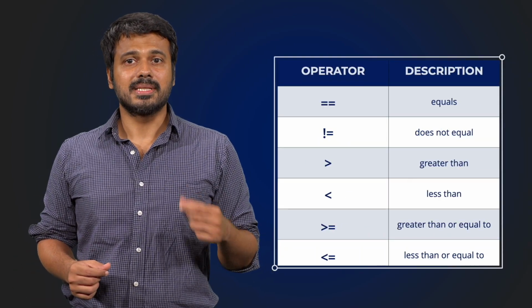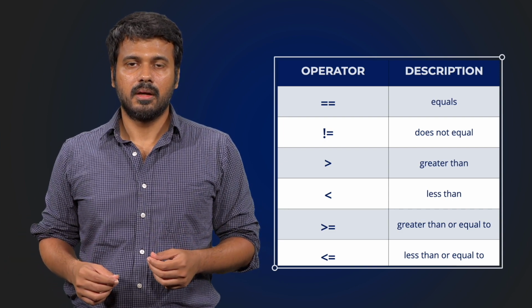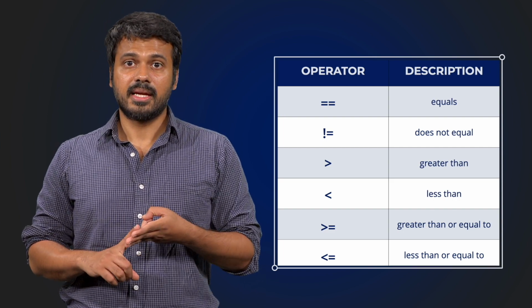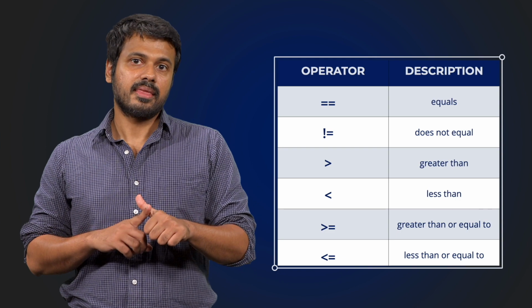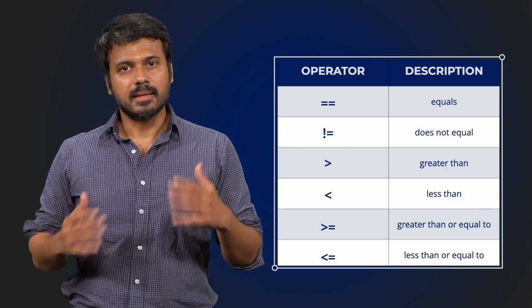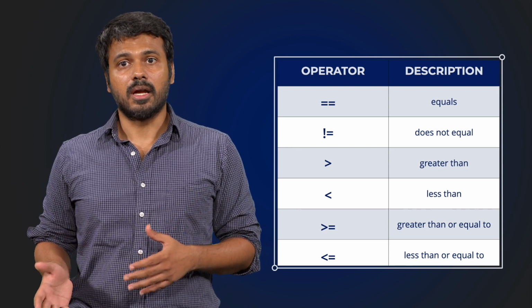The greater than and not equal to operators are examples of what are known as relational operators. You can use relational operators to compare things in R. This table shows the 6 relational operators in R along with their descriptions. We have equals to, does not equal to, is greater than, is less than, is greater than or equal to, and finally, is less than or equal to. Take a moment to familiarize yourself with these operators because you will be using them a lot, and not just within the filter function.